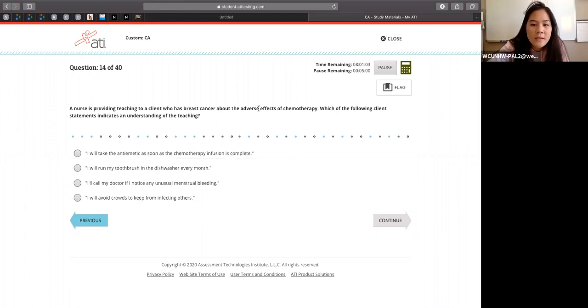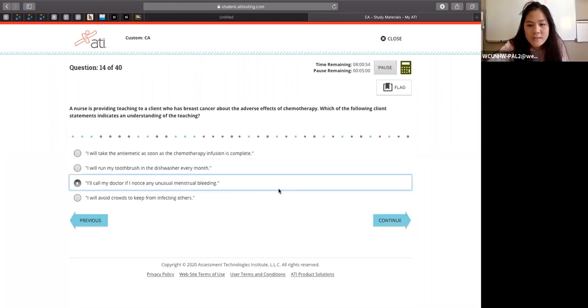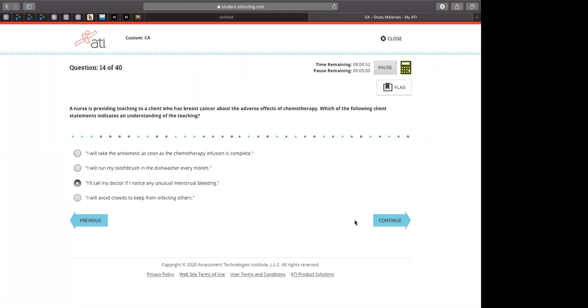So they have breast cancer. They had chemotherapy. D? C as in cat. C? Yes.